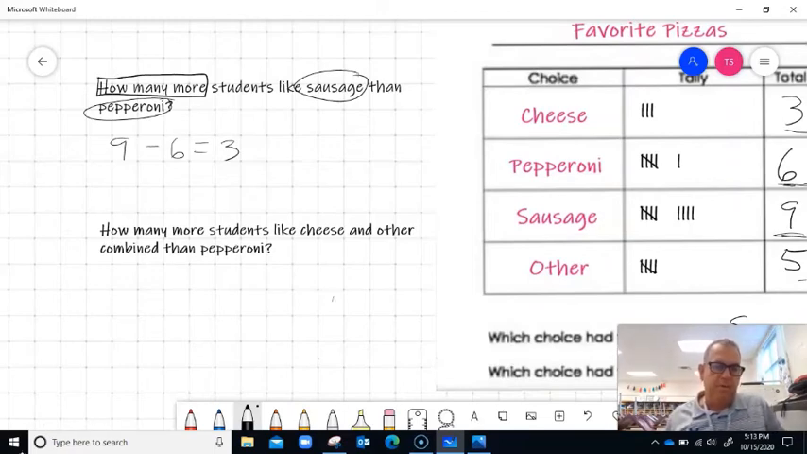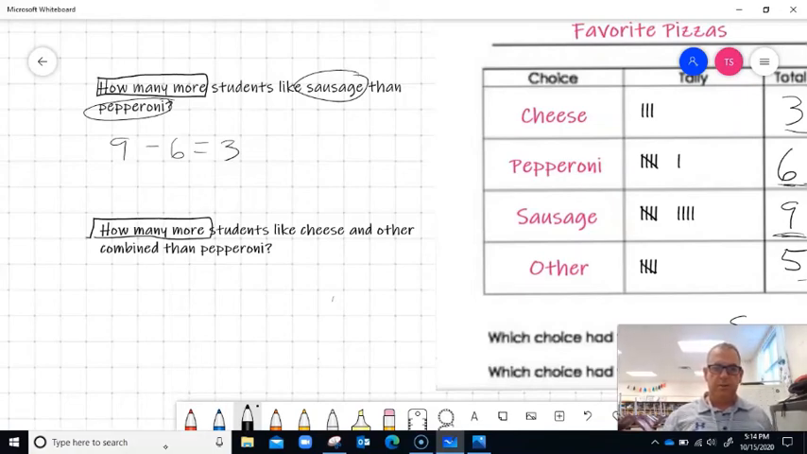It says, how many more students like cheese and other combined than pepperoni? First, how many steps are involved in this problem? Yep, right. It looks like there are 2 steps in this problem. First I'm going to look and see how many more. That looks like one of my steps. What does how many more tell me? Yep, that's right. We have to subtract in this problem.